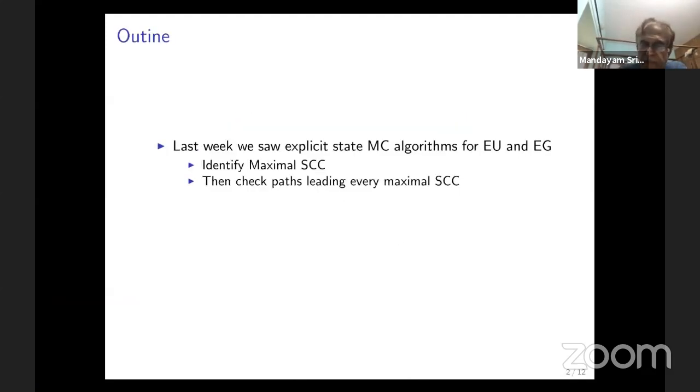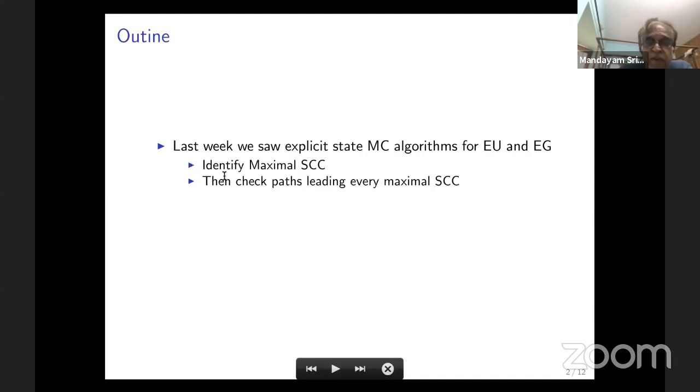So last week, we saw explicit state algorithms, model checking algorithms for model checking CTL logic, specifically the CTL operators EU and EG. And we were restricting ourselves to EU, EG and EX, since all the rest of the CTL operators could be implemented in terms of these three operators.